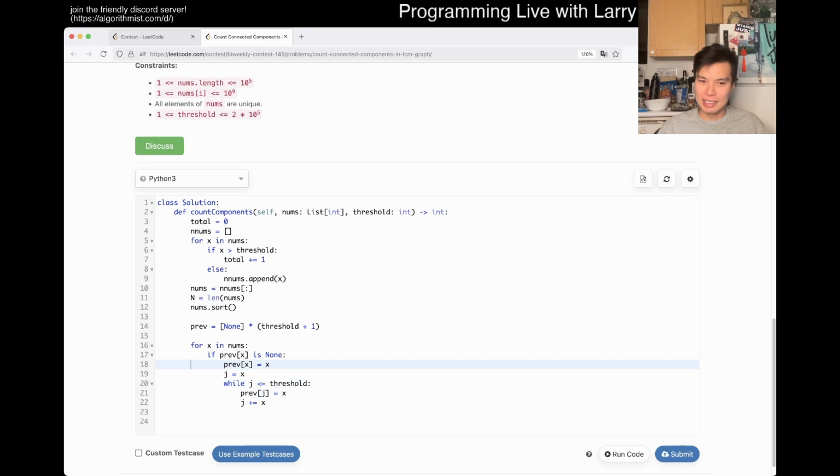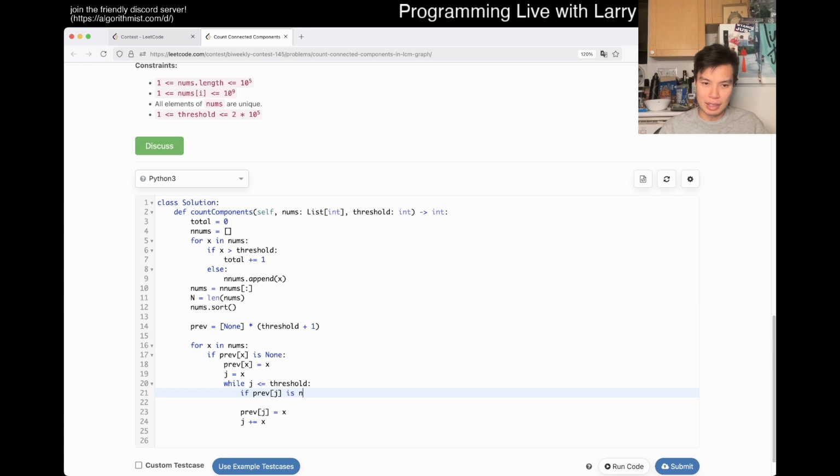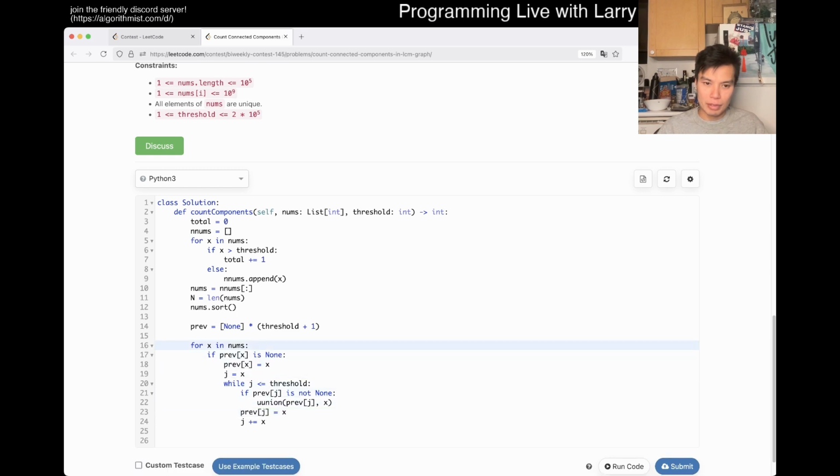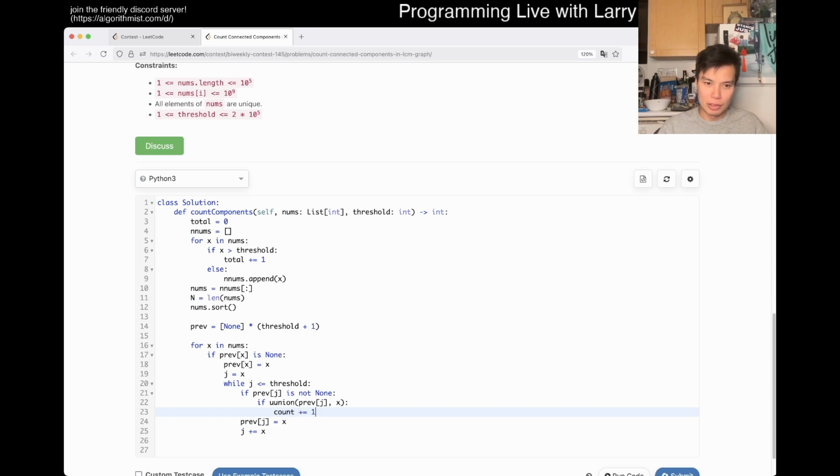And then we need a connected components part, because basically if previous of j is not none, then we want to union j and x. We want to union previous of j and x. There you go. Right, and then maybe we increment a count or something.